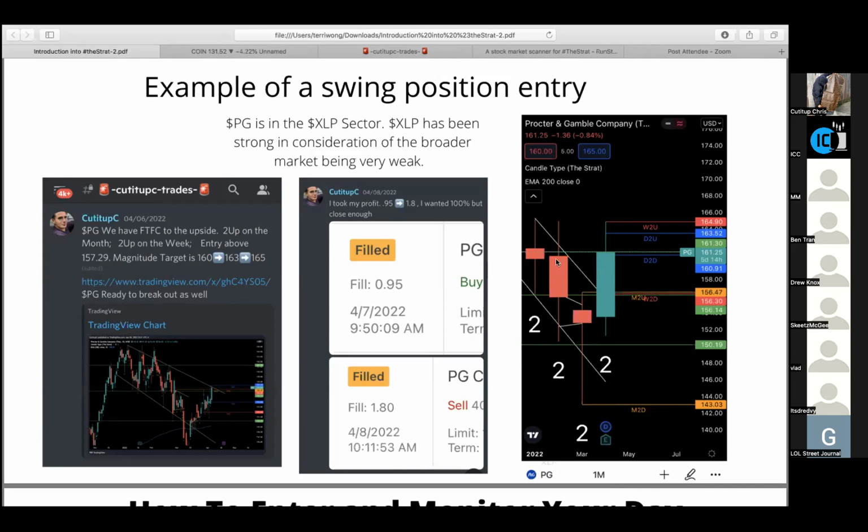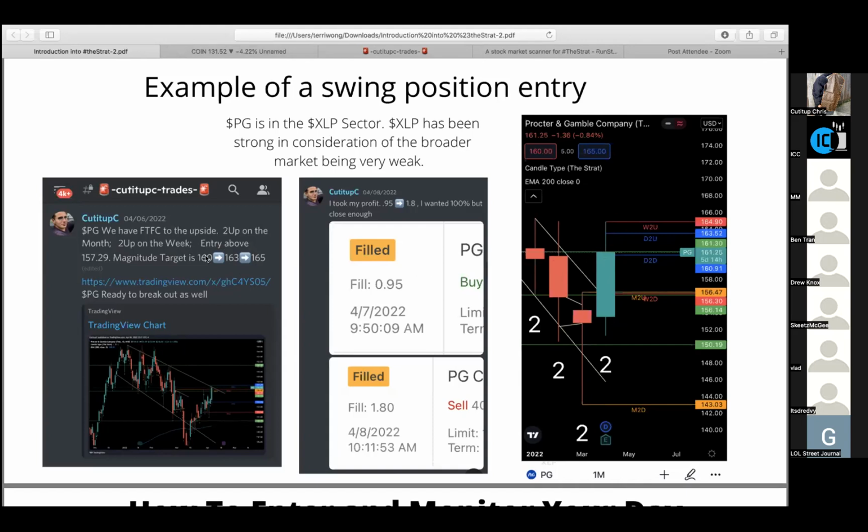So the first target were these pivots right here. Your next targets are these higher wicks, the highs. Magnitude target is 160. Next one's 163. Next one's 165. As you can see, it hit the target 160.